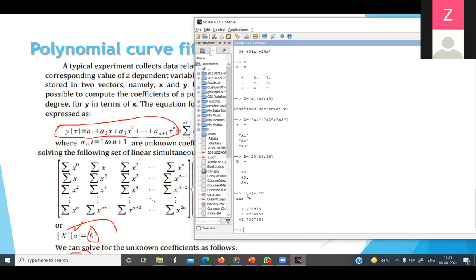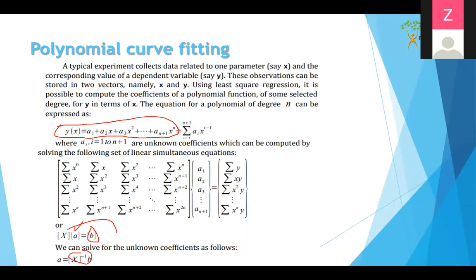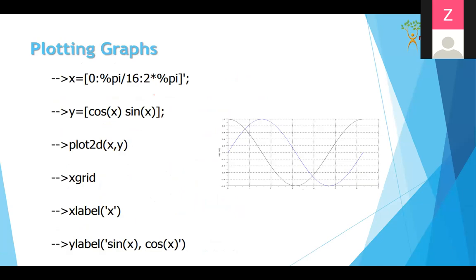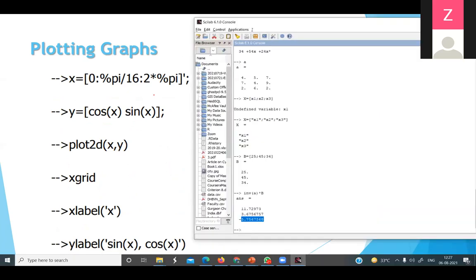So basically X1 is 11.72973, X2 is 3.67, X3 is these values. So the matrix solution can be easily found out using Scilab. And another wonderful thing, plotting the graphs. Let us try to draw simple plots.